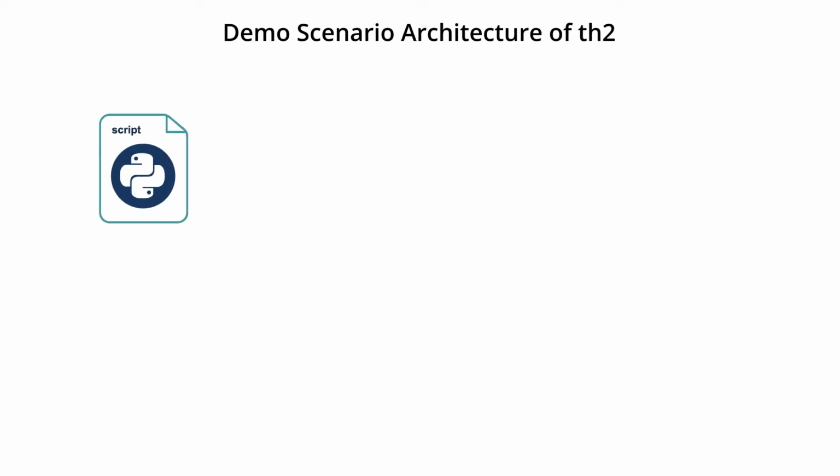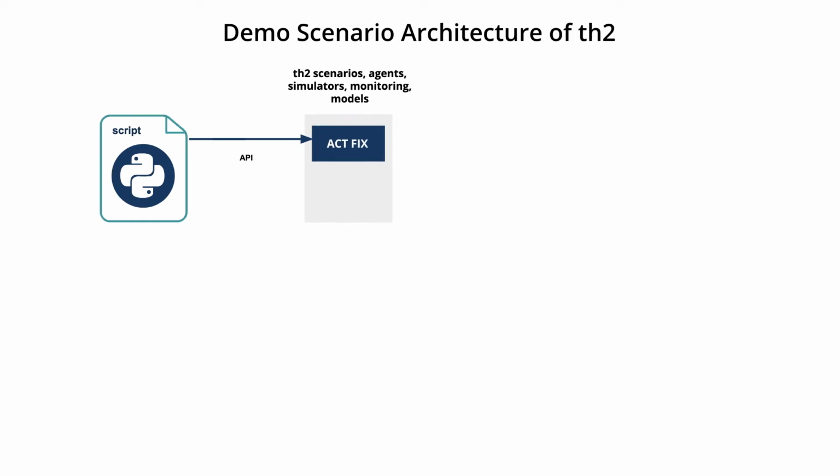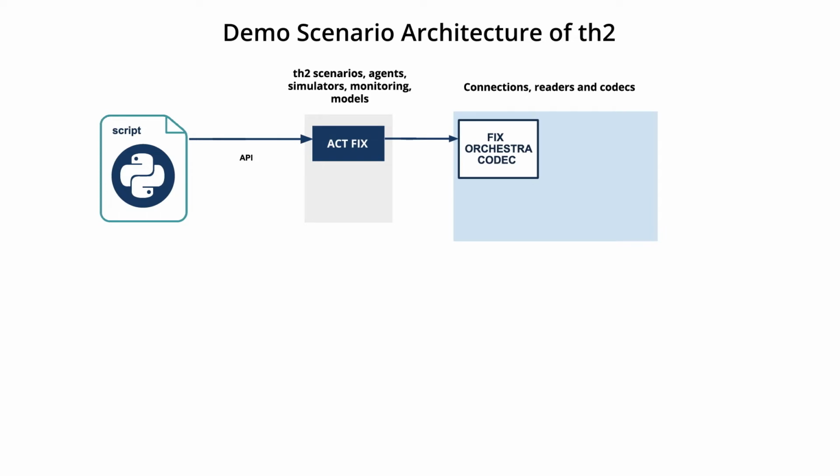It's written in Python and contains the scenario logic, that is, what we need to send and what we should receive. It uses the ActFix component for sending messages. This component is used as a mediator to hold the common logic and reuse it between scripts. ActFix creates a message to send based on the parameters passed from the script and sends it to the codec. Act can be configured to send messages to different codecs.